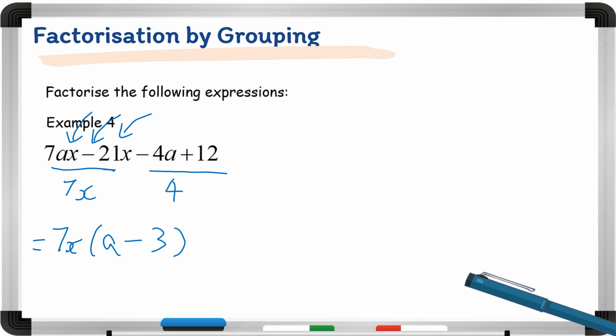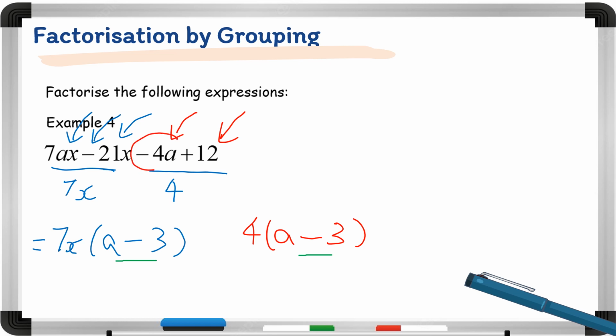For the next part, do not worry about the signs yet. Just factorize out the 4. 4a divided by 4 is a. 12 divided by 4 is 3. Now remember we say that the brackets must have the same term and the same sign. So we will have a minus 3.